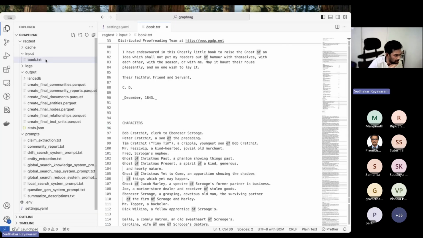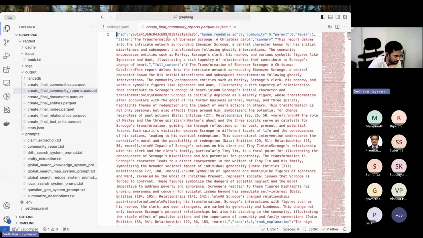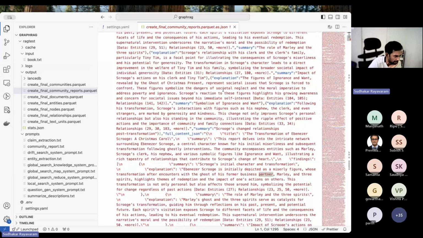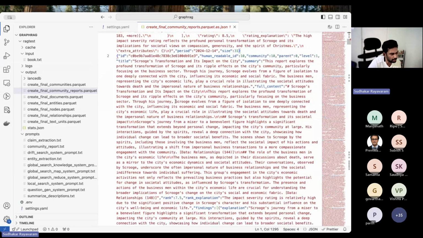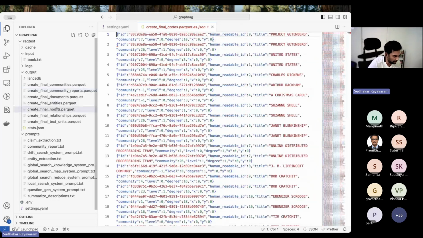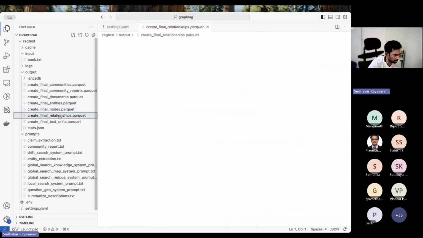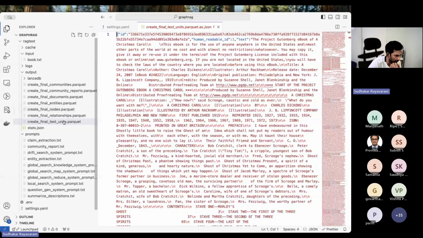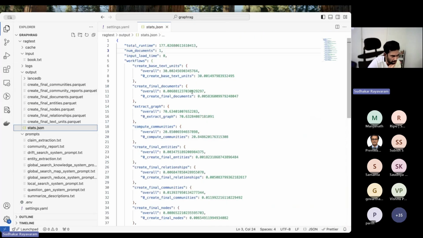After that is done, this code creates all these community reports. If you see, there is a report for every community level, with the summary and the full content. In a way, they are putting all this book information into a graph, extracting the logically connected things out of it, and storing all this in different Parquet files: nodes, entities, relationships, and the final text units. Text units are basically the fragments. They also create a stats.json file with how much time it took to run.